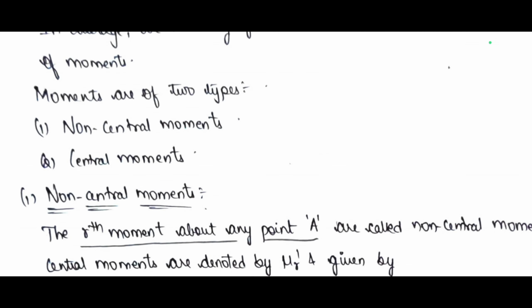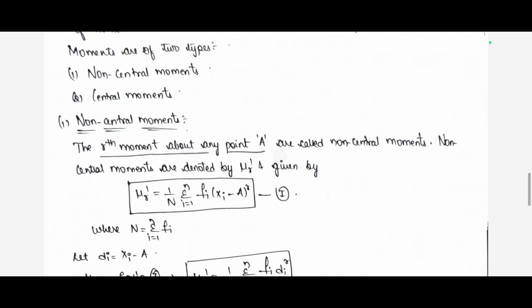So let's see how many types of these moments exist. There exist two types of moments. The first one is non-central moments, the second one is central moments. What is a non-central moment? It is the rth moment about any point. Here we can say that it is an arbitrary point.